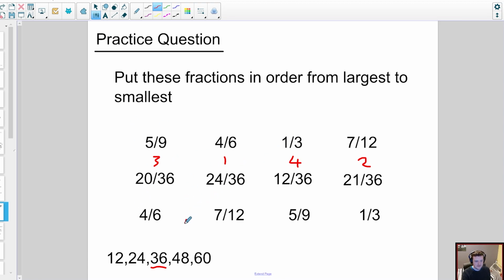Very good job if you managed to get 4 sixths, then 7 twelfths, then 5 ninths, then 1/3 as your answer. And if not, don't worry, that's okay. Have a think about it. Go back to the video, go back through. Remember that the key things to remember are we've got to make the bottom number the same somehow. And what will usually be the case in these sorts of questions is that there'll be a number that goes into all of their times tables that we can use to work out the top numbers or numerators.